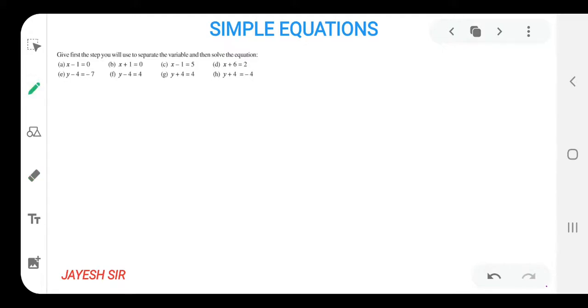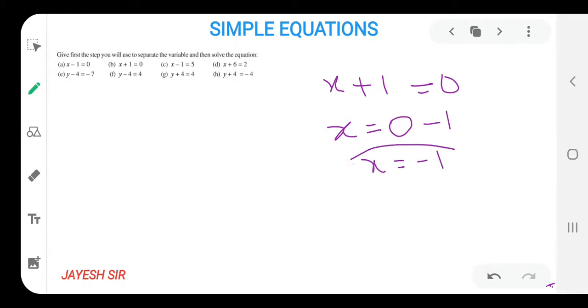Now the second one is x plus 1 equals 0. What are we supposed to do? Plus 1, after going to the other side, will result in minus 1. So the value of x we obtain is minus 1.